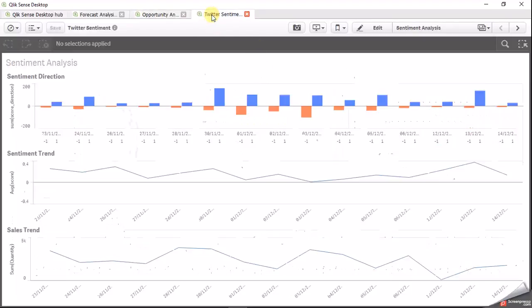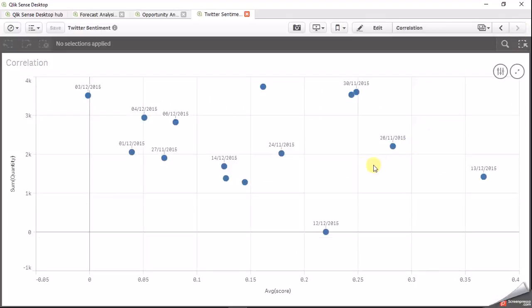The last application shows us the comparison of sentiment over time with sales performance. The trend does not show a clear correlation. However, if we look at a scatter chart, there may be a slight negative correlation in the data.